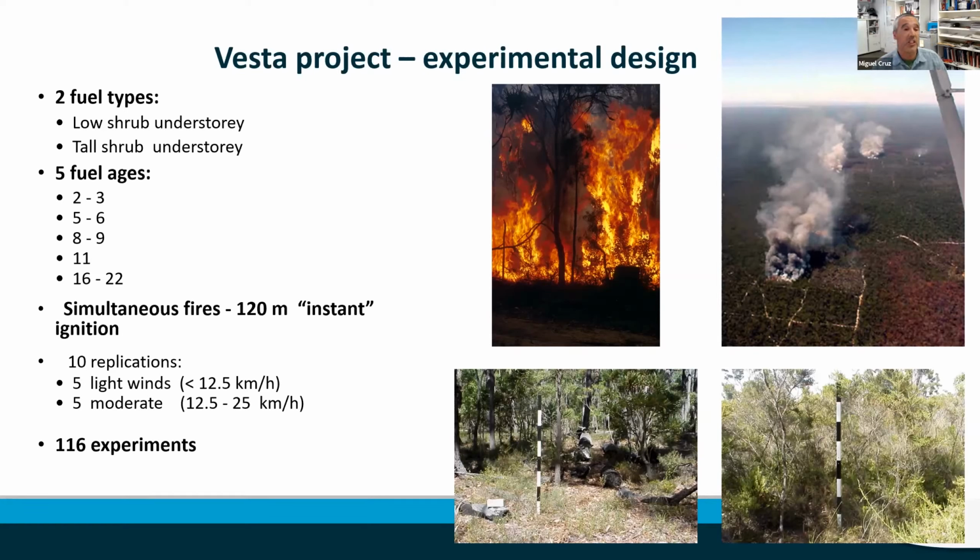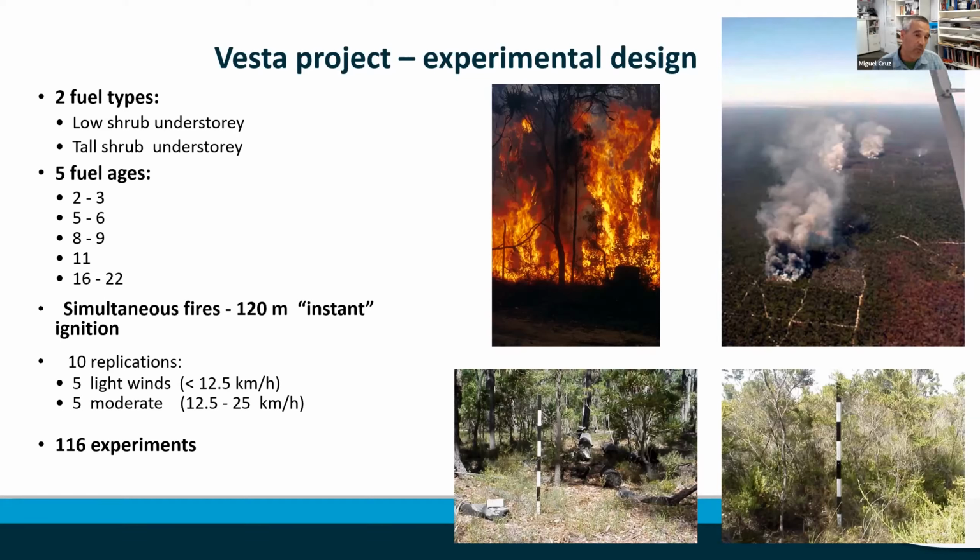120 meters ignition for each one. You have a photo there on the top right of one of 4 of those fires. So we had the same wind speed, same fuel moisture for a set of fires, but the really different fire behavior, as you observe in the plumes in that image, is resultant from the effect of fuel on fire behavior, right? So then there are 10 replications, 5 light winds and 5 moderate winds.